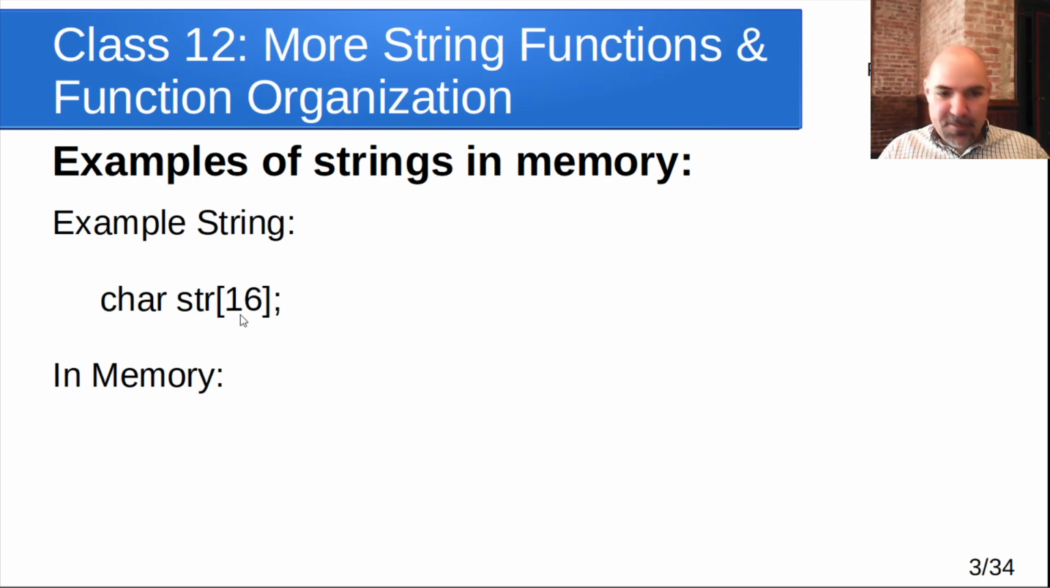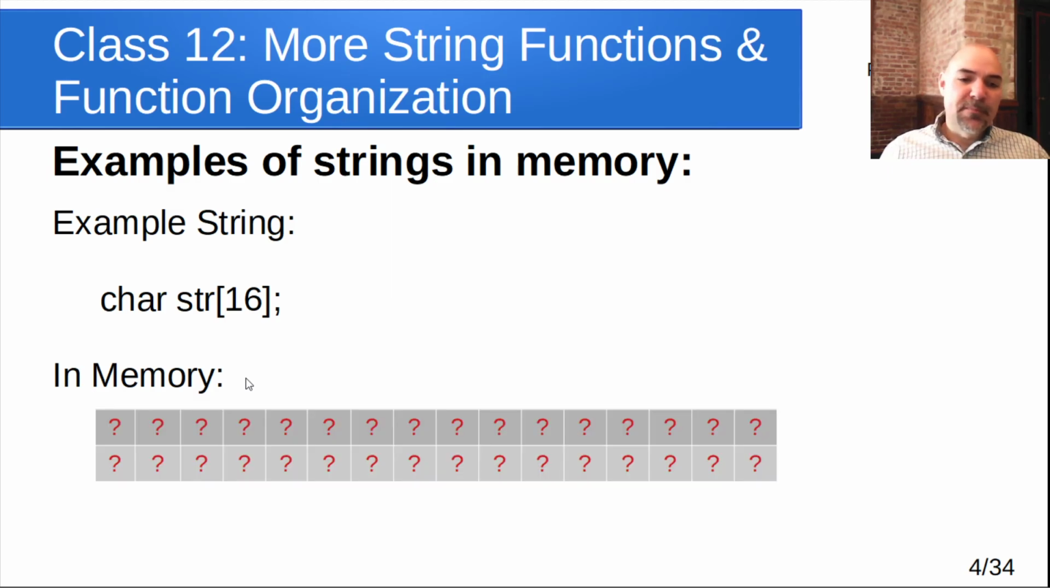There's no methods. C is a mid-level to low-level operating systems programming language, a systems programming language. It was designed to be as close to the hardware as possible. So when I say, give me an array of 16 characters, that's exactly what I get, and all that I get is an array of 16 characters. And when I use this name str by itself, it just gives me the address of where that block of 16 characters starts in memory. So let's look at what that would look like in memory.